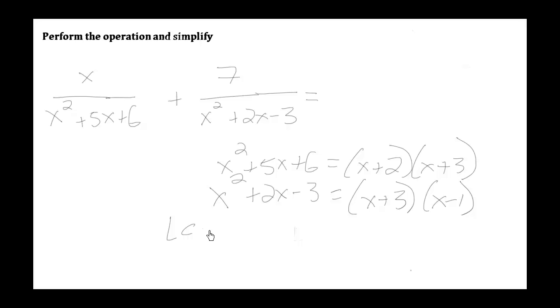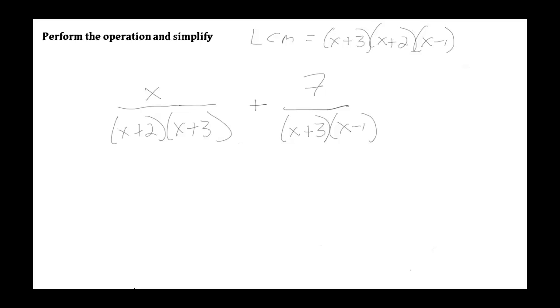Our least common multiple is, do they have anything in common? Yep. X plus 3, so I cross out both, I write it once, and then I need everything left over. So I got x plus 2 and x minus 1. This is what we need to get both of the bottoms to be in order to do the addition. So I'm going to get myself some more space here. So I'm going to rewrite this guy with the bottoms factored. Okay, by magic, I've rewritten this. So here's the x plus 2, the x plus 3, and x plus 3 and x minus 1. So both the bottoms are now factored.